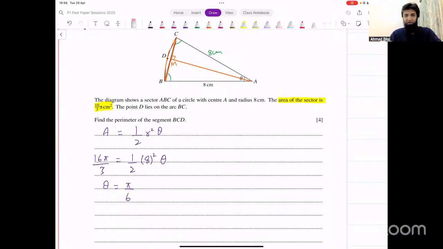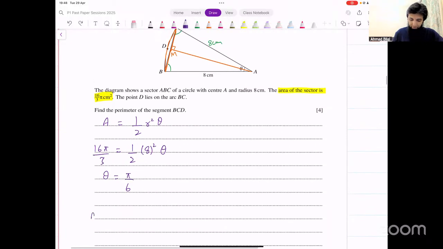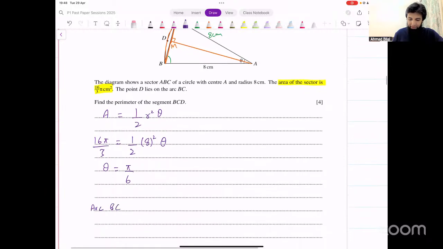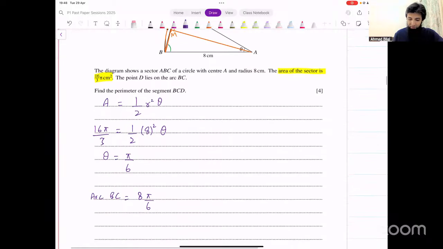For that, we need the arc length and we need the side BC. Let's find the arc length first of all. That's pretty straightforward. Arc BC, s equals r theta. Radius is 8. Angle is pi over 6. So the arc length turns out to be 4 pi over 3.